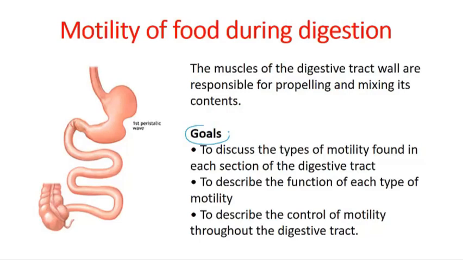The goals for our learning are to discuss the types of motility found in each section of the digestive tract, to describe the function of each type of motility, and to describe the control of those motility types in the digestive tract with the help of two things, either the nervous system or the hormones.